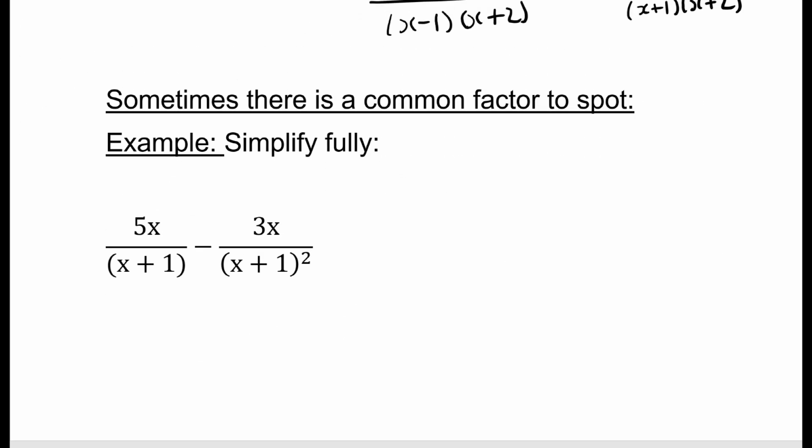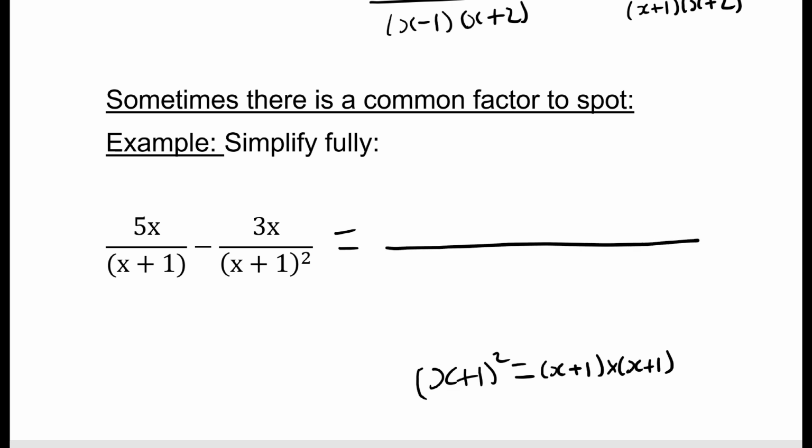Occasionally you'll have something like this where there is an easy to spot common factor. So if I wanted to simplify fully here, I should notice that I don't need to multiply x plus 1 and x plus 1 squared, because there's a common factor of x plus 1, because if you remember, x plus 1 squared is really just x plus 1 times x plus 1. So here, the lowest common multiple of x plus 1 and x plus 1 squared is just x plus 1 squared.